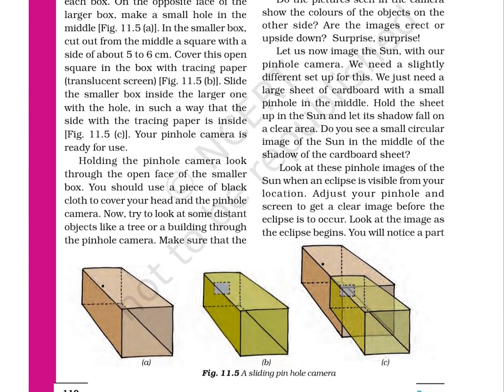We need a slightly different setup for this. We just need a large sheet of cardboard with a small pinhole in the middle. Hold the sheet up in the sun and let its shadow fall on a clear area. Do you see a small circular image of the sun in the middle of the shadow of the cardboard sheet?